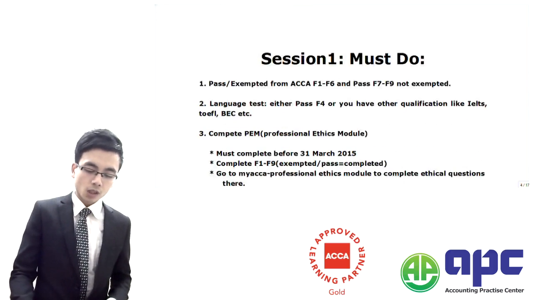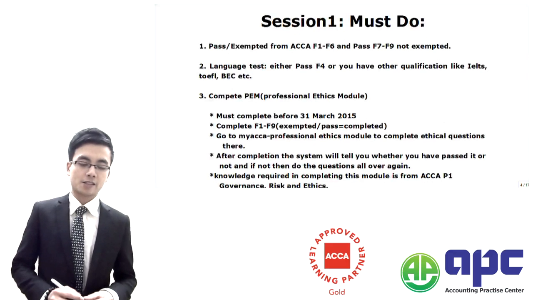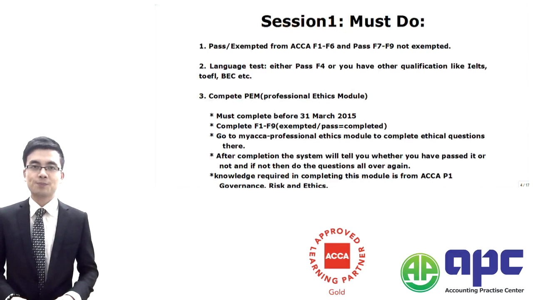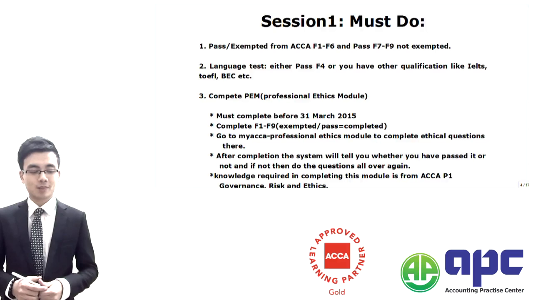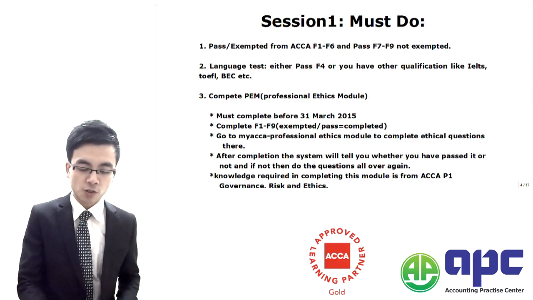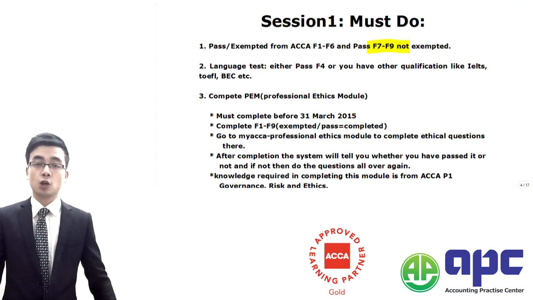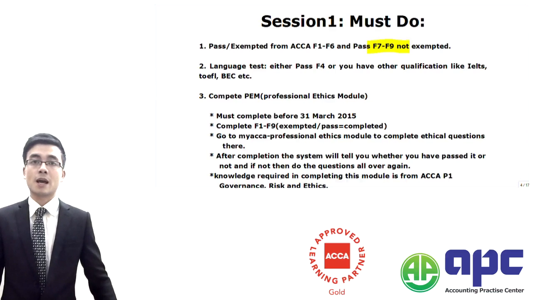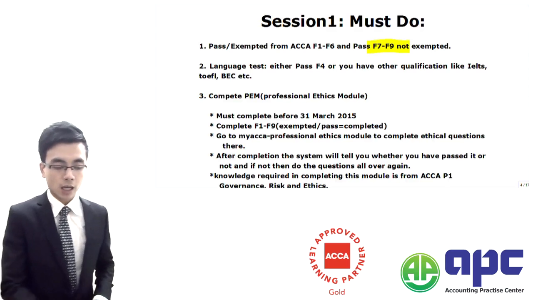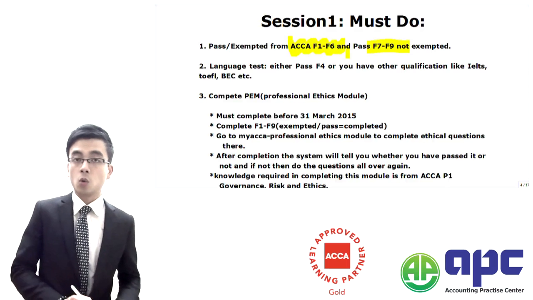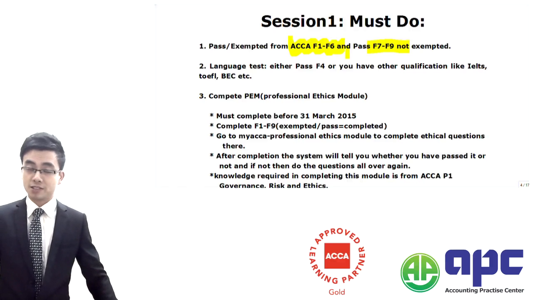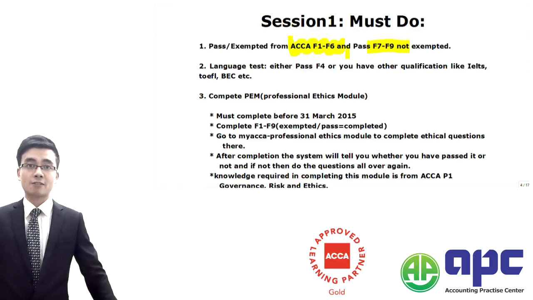So, we've got these study notes here in front of you. So let's look at section one, must do, in order to succeed. So first part is that you should not be exempt from the ACCA papers F7 to F9. You should attend those exams in order to be available to apply for this degree. Of course, you can pass or get exempted from F1 to F6, that's no problem, but F7 to F9, you have to do that on your own. That's the first thing you have to do.